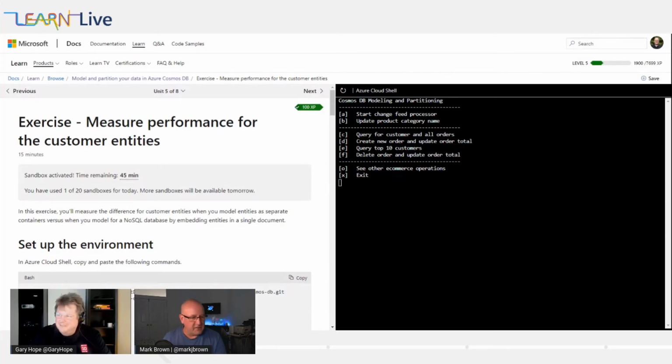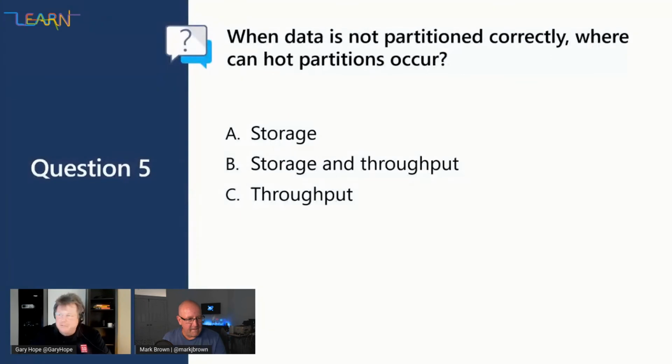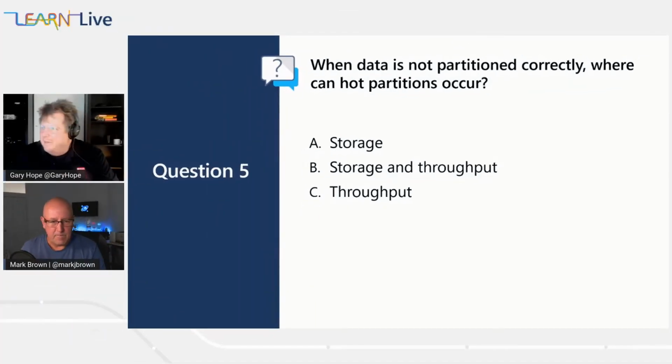Okay, back over to you, Gary. So we're back to questions. Our next question is, when data is not partitioned correctly, where can hot partitions occur? Well, let's see. Storage, potentially. Yeah, I think you talked about storage with your example there.